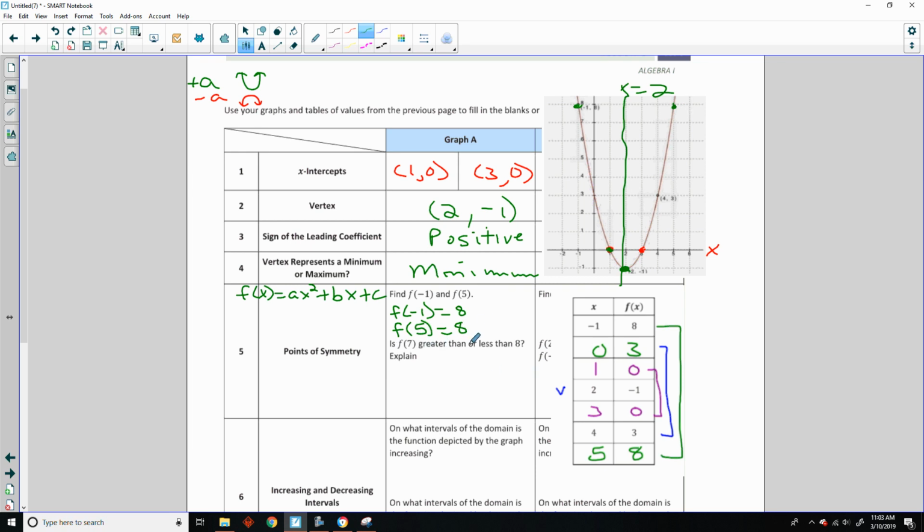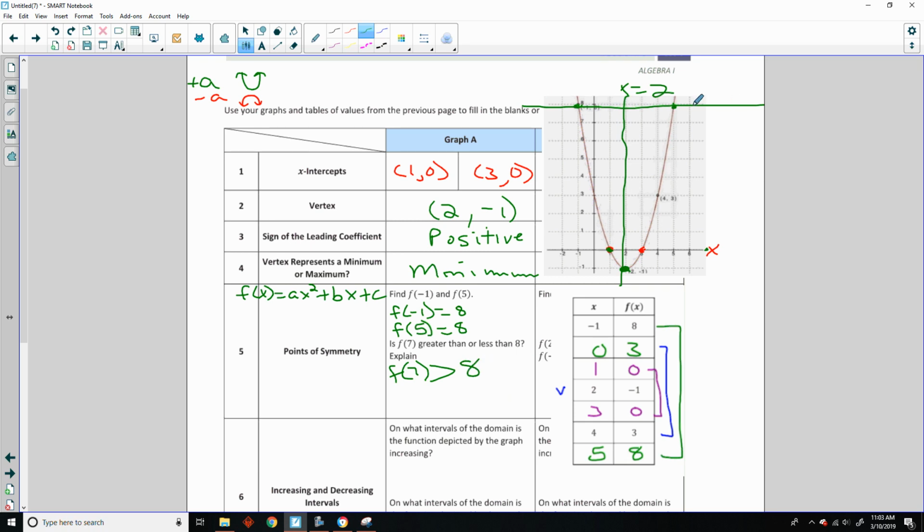Is f of 7 greater than or less than 8? What they mean is, when x is 7, is y greater than or less than 8? So if I went out to 7, am I going to be above or below this line right here? Well, obviously it's going to continue up. It will be greater than. So I would say f of 7 is greater than 8.